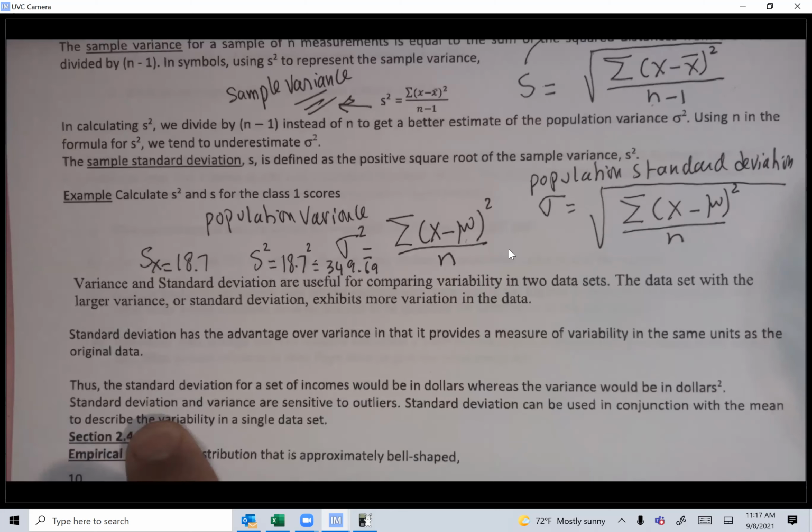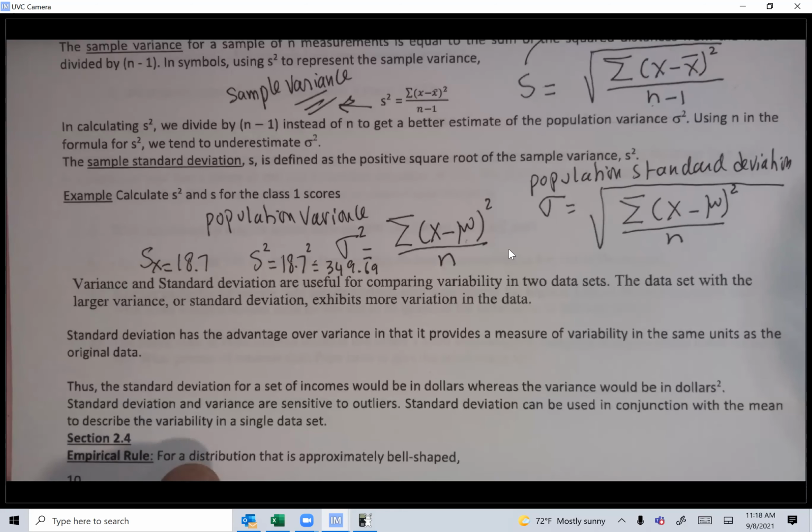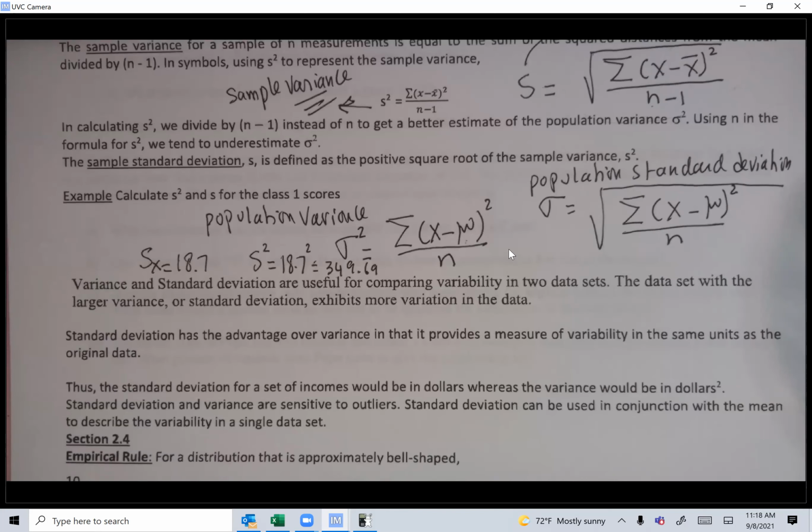I put an example here. The standard deviation of a set of incomes in dollars would be in dollars, where the variance will be in dollars square. And the standard deviation can be used in conjunction with the mean to describe the variability in a single data set. I'll give you another example, guys, on how the FDA works. For example, if a consumer files a complaint about a packaging company, let's say their cans say they have 12 ounces, but the consumer complains probably it has less.